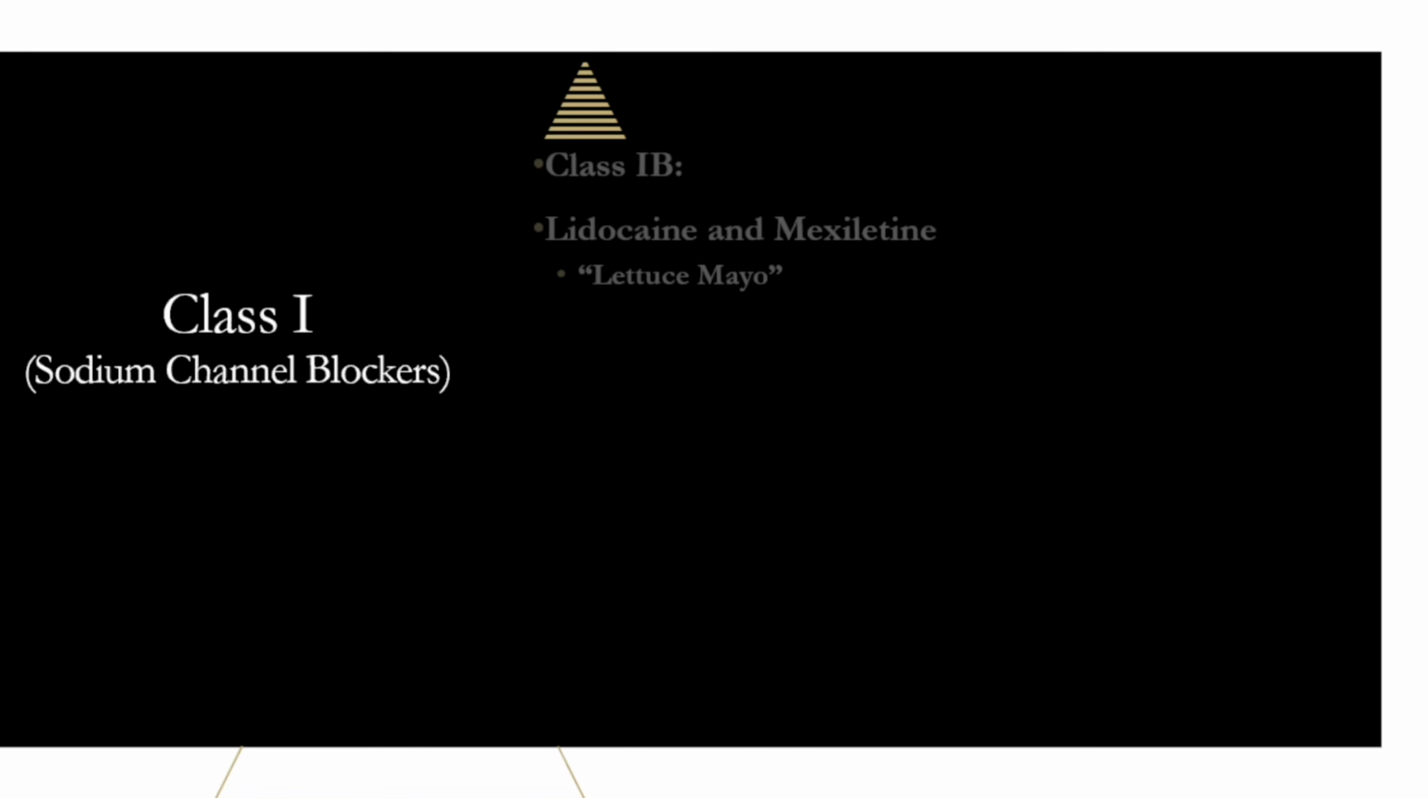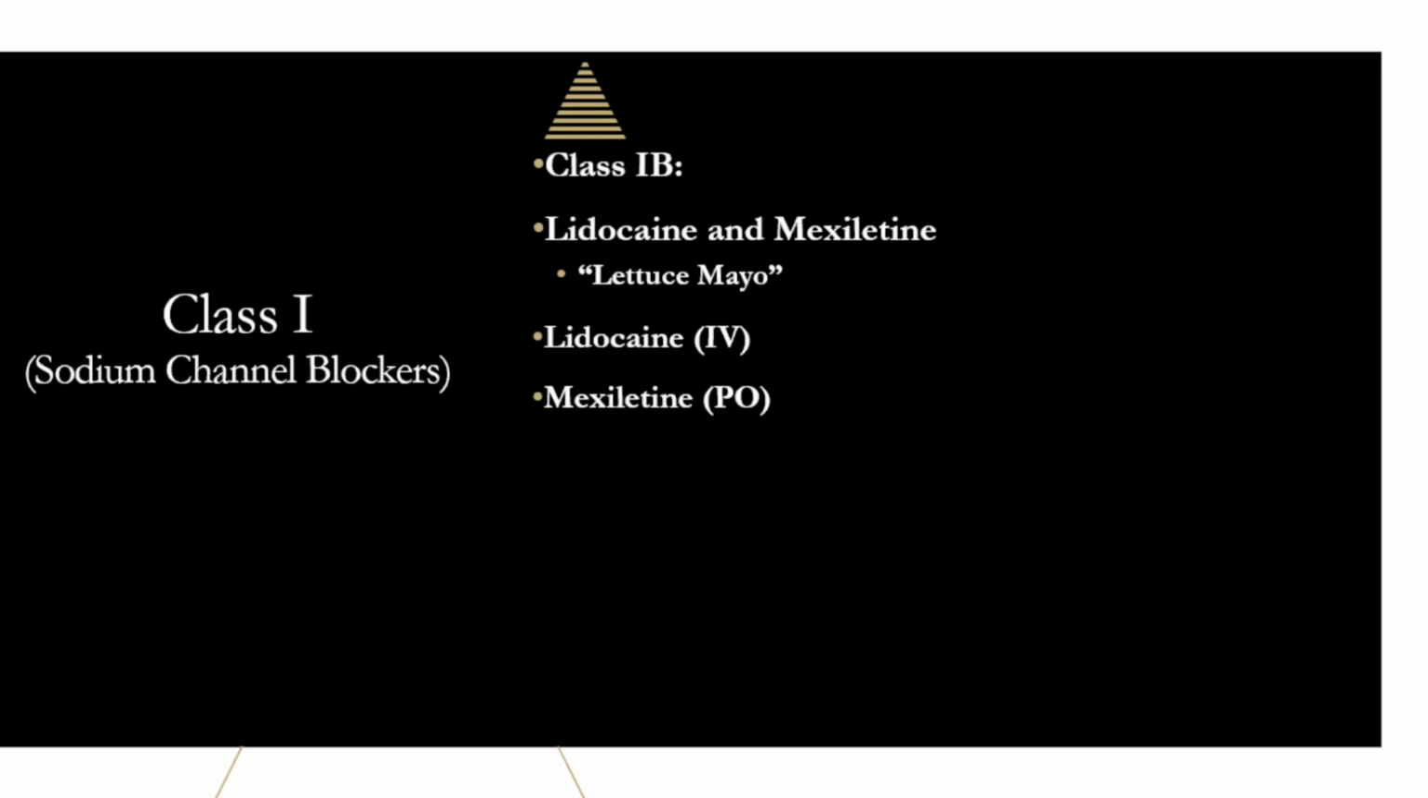Next is class 1B. What are our class 1B drugs? So that is going to be lettuce and mayo, which is lidocaine and mexiletine. Starting with lidocaine. So lidocaine, when administered intravenously, can be used for the treatment of ventricular arrhythmias. Most common ADR is going to be CNS toxicity.